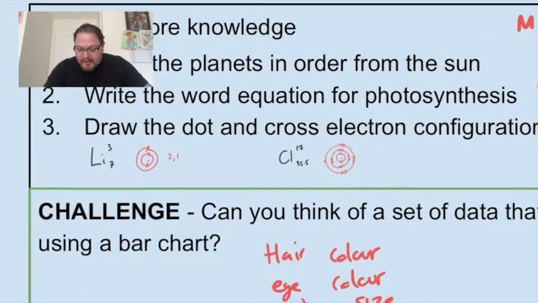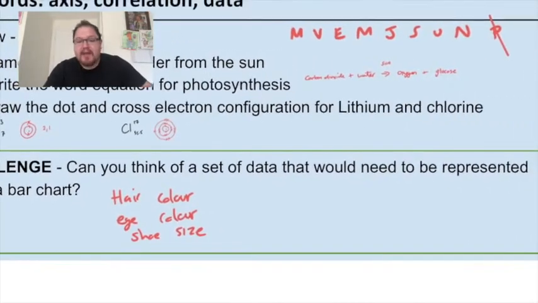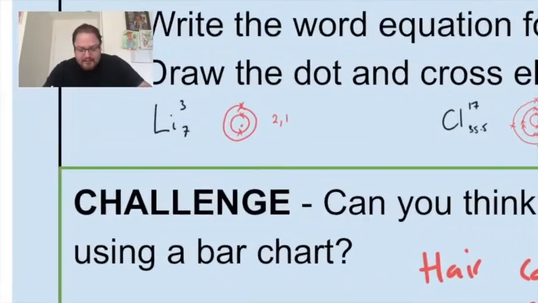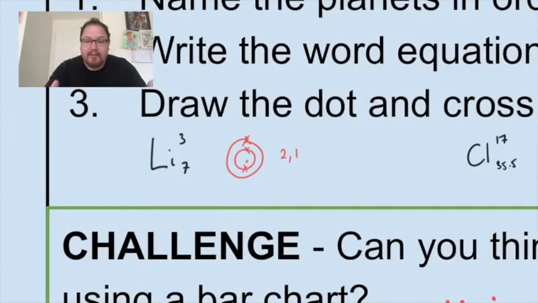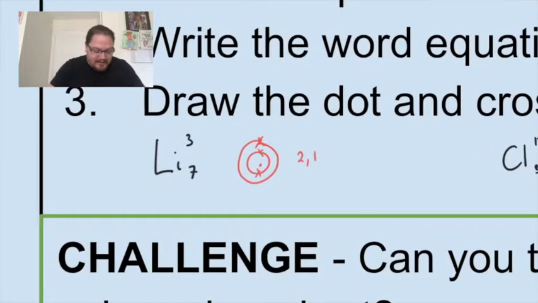Draw a dot and cross electron configuration for lithium and chlorine. Now, I haven't got a periodic table on me, so I've given you the atomic number and the mass number there. From this, you should see that 3 is the small number, so that's the number of protons or electrons. So we've got 3 electrons. 2 can fit in the inner shell, so we've got 1, 2, and then just 1 on the outer shell. So that's going to be 2, 1.